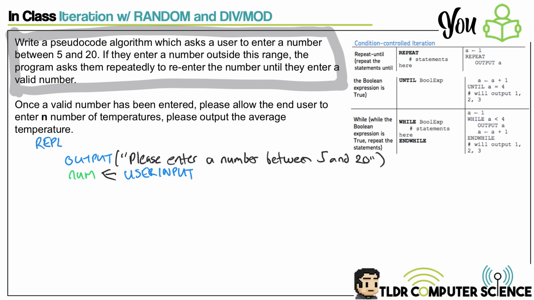So we're repeating all the things that are inside that loop until what becomes true. Until number is between 5 and 20. So the way we'd have to write that is: if num is greater than or equal to 5, and the number is less than or equal to 20. Okay? So it'll keep asking you in here.